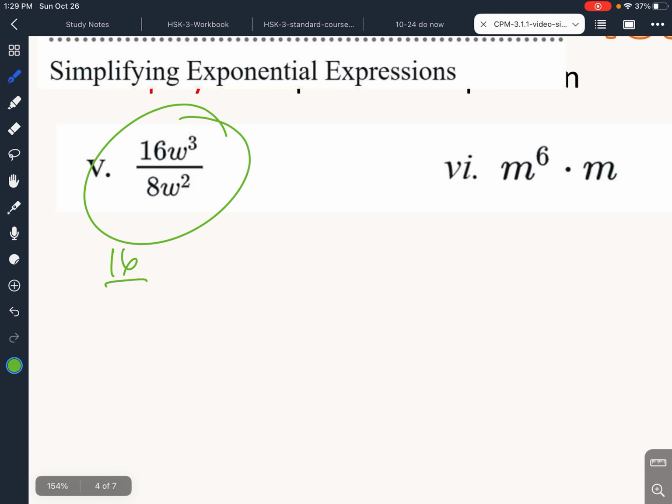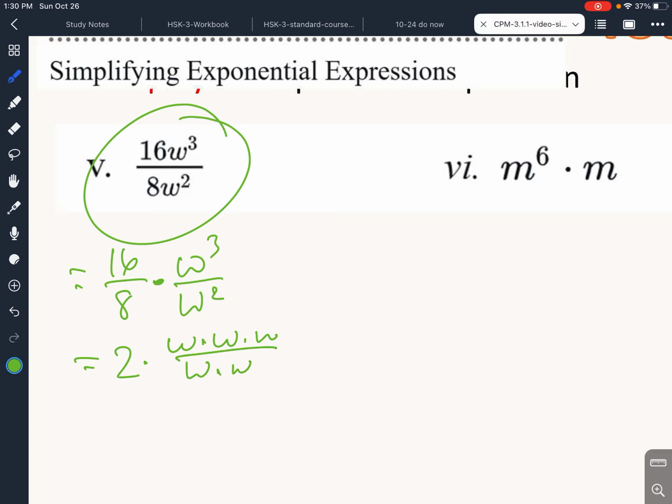So I'm going to take 16 over 8 times w, so multiplication, to the power of 3 over w to the power of 2. Now, I'll write this out one more time. 16 divided by 8 is 2 times w times w times w over w times w. Cancels out. I only have one left, 2w. So notice, w to the power of 3 divided by w to the power of 2 is w to the power of 1.